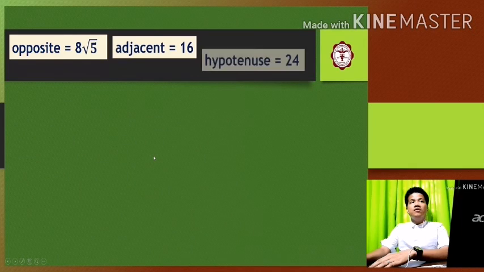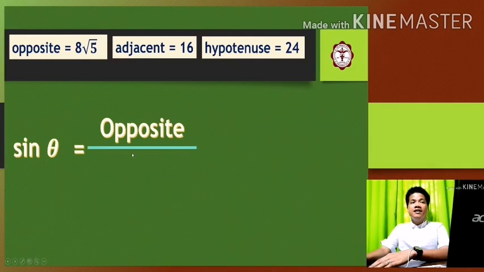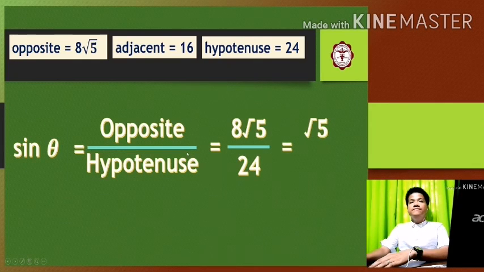Okay, so we can now solve for sine theta with the formula given a while back. We have the opposite side divided by the hypotenuse. Our opposite is 8 square root of 5. Our hypotenuse is 24. So that would be equal to square root of 5 over 3.